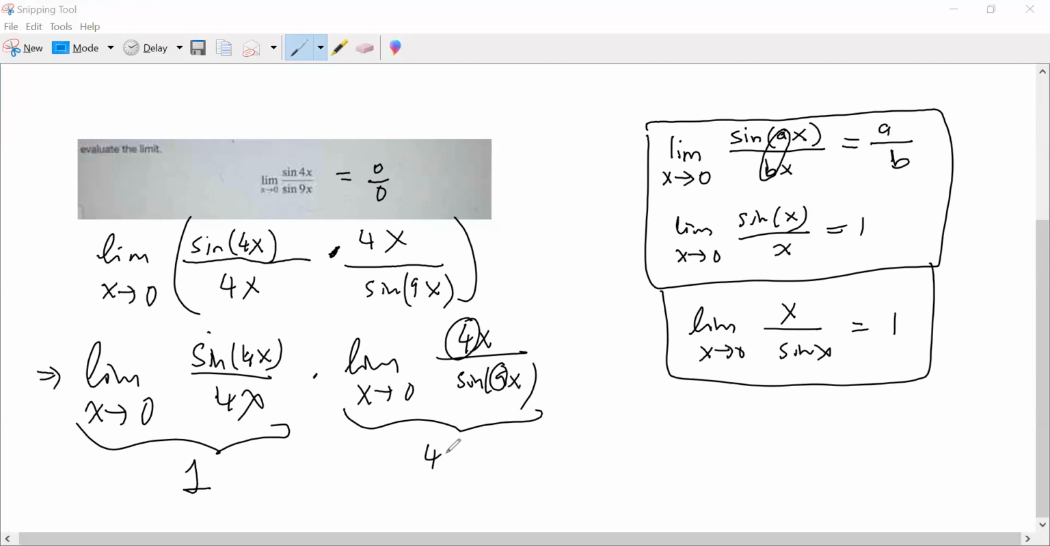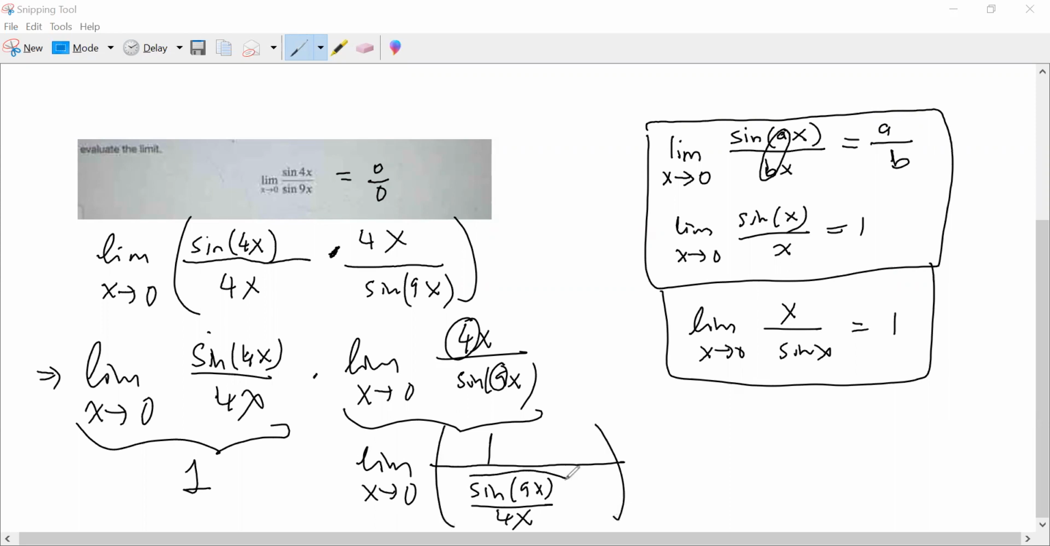So I will write it like this. This portion here, actually, we can do the limit as x goes to 0, and I'll write this using 1, and then I'll write the reciprocal. So this will be sine of 9x over 4x, right? That's the same as 4x over sine 9x over 9x. Okay, so this limit right here is 9 over 4. So when you do the reciprocal, it's 4 over 9. That's why you can just do 4 over 9.